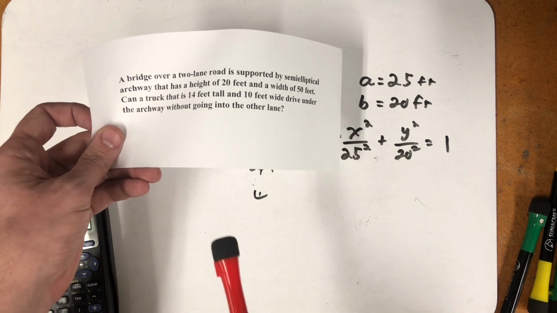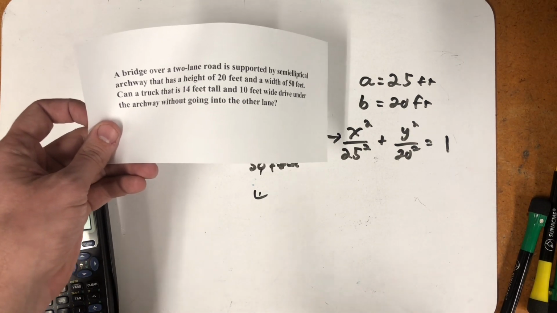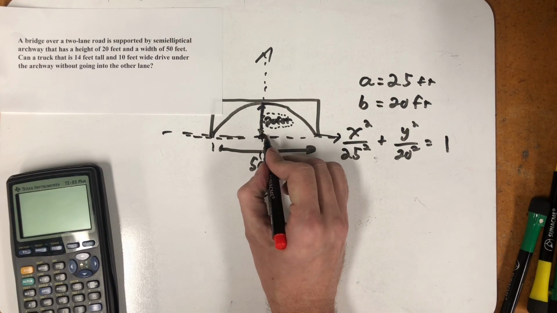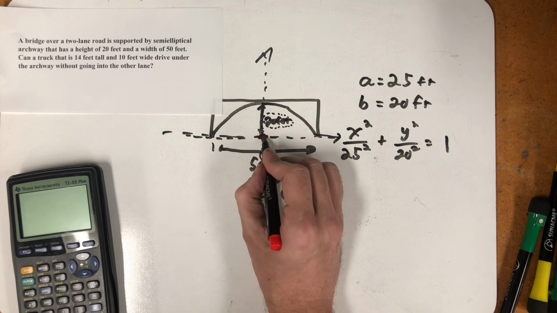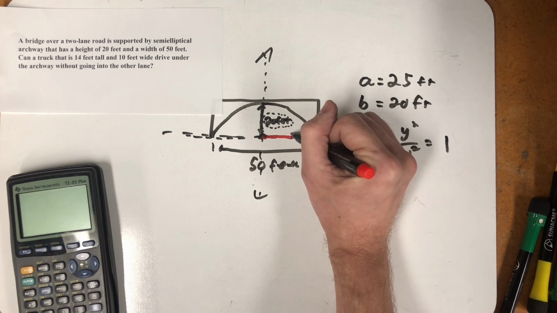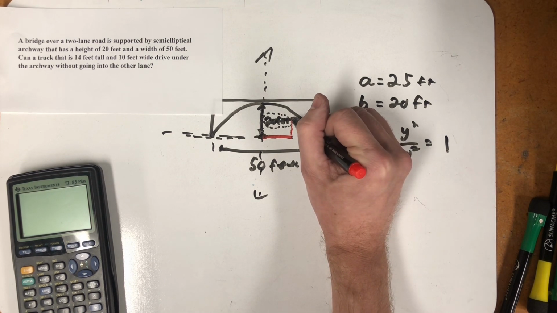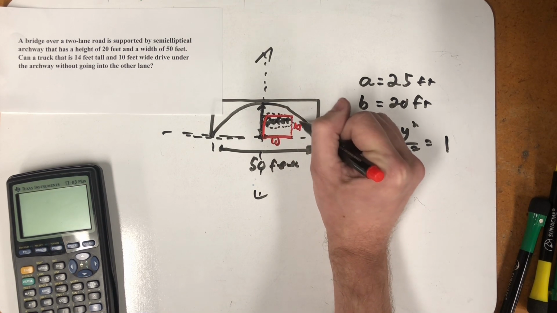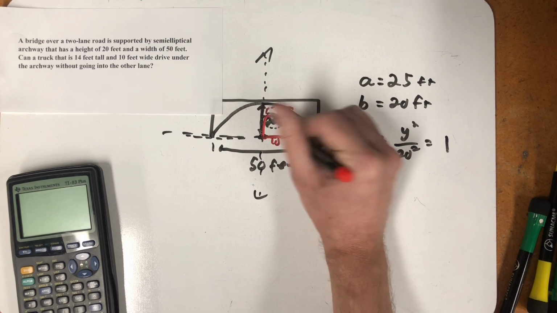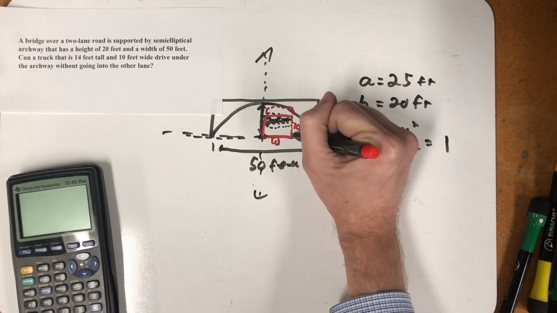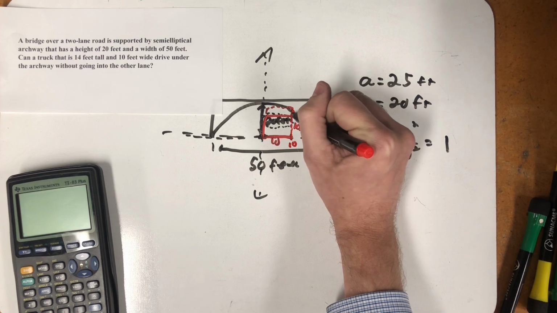Can a truck that is 14 feet tall and 10 feet wide drive under the archway without going into the other lane? If I think about that truck being 10 feet wide, and just imagine that it's just barely on the center line, so the rest of the truck's right there. The question is, is 14 feet too tall, right? Is the archway taller than the truck? So I got 10 and 14, and maybe the truck's too tall, right? Maybe 14 feet would be all the way up there and it would hit the bridge, and that would be terrible. So what I'm going to do is find the height of the arch here at x equals 10 feet.